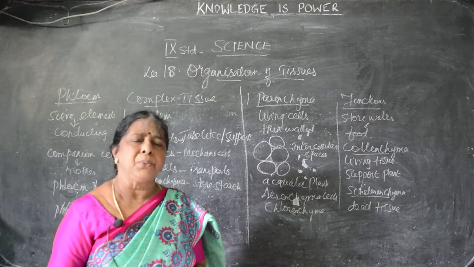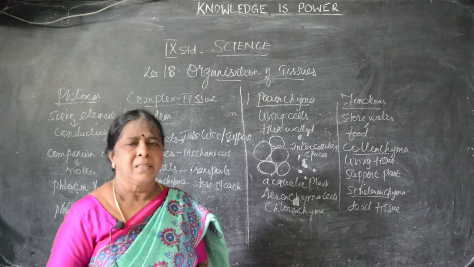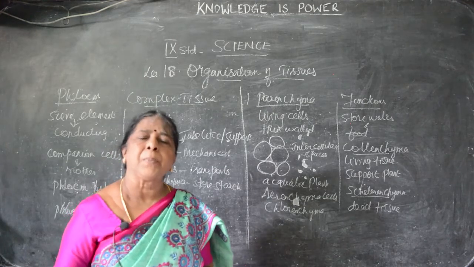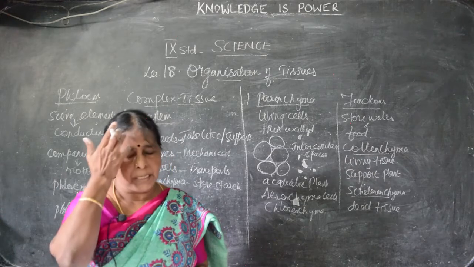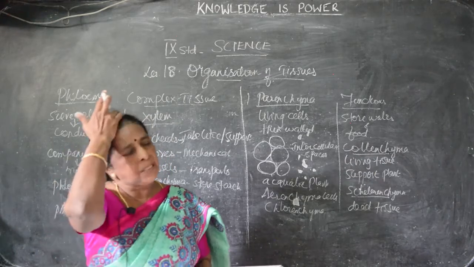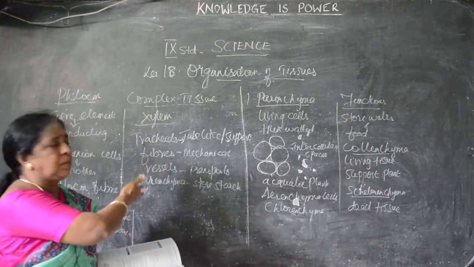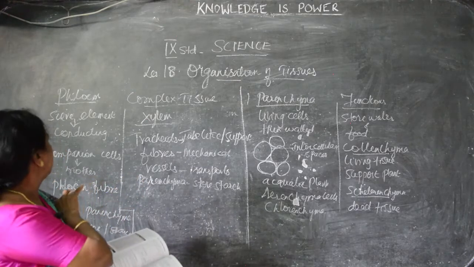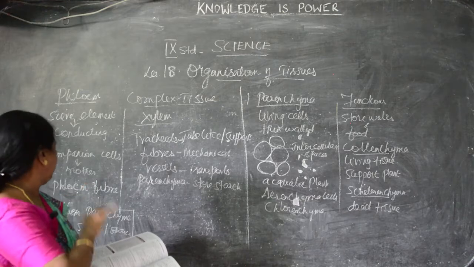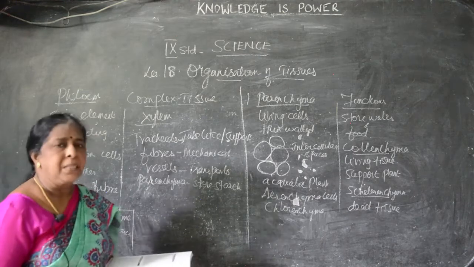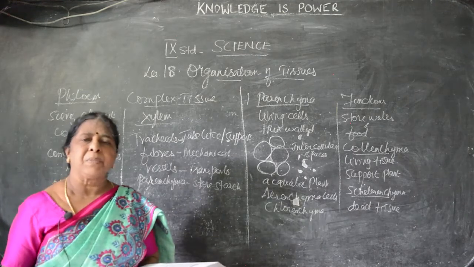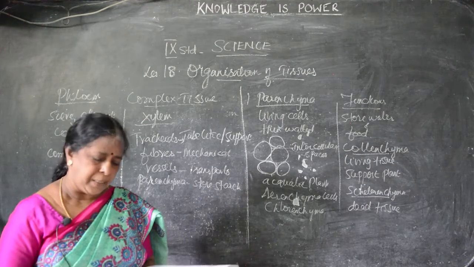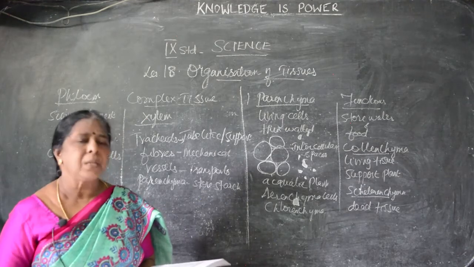Permanent is further divided into 2 kinds. One is, as I said, simple, the other one is complex. In simple we have seen parenchyma, collenchyma and sclerenchyma. Complex is xylem and phloem. What are the elements of xylem? Xylem trachea, xylem fibers, xylem vessel, xylem parenchyma, and phloem: sieve element, companion cells, phloem fiber and phloem parenchyma. This, and we have seen what are the differences between meristematic and permanent, and what are the differences between xylem and phloem. Now we have to go for animal tissue.